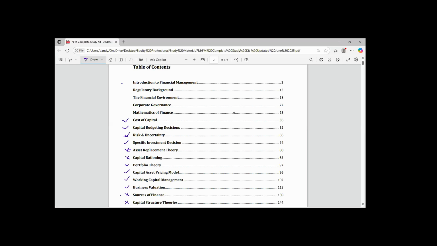Introduction to financial management, regulatory background, the financial environment where you have the Nigerian financial system. Then we have corporate governance. All these ones are purely theoretical. So these are self-study topics.